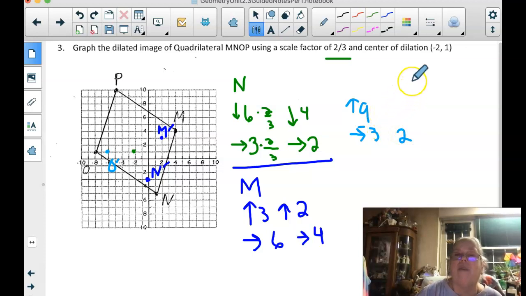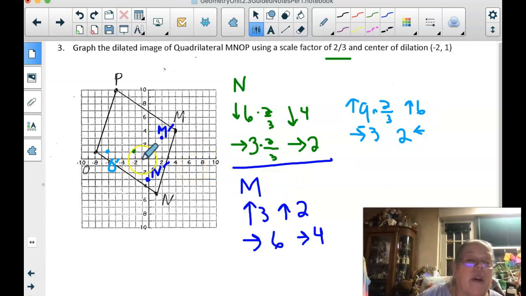And 9 times 2/3. Look at this one. 9 times 2/3. Okay. I can cancel the 3 and the 9. 3 goes into itself once, goes into 9 3 times. 3 times 2 is 6. So we're going to go up 6 and 2 in the negative direction. Okay, let's do it. Go up 1, 2, 3, 4, 5, 6, over 1, 2. Okay. And now connect those dots.